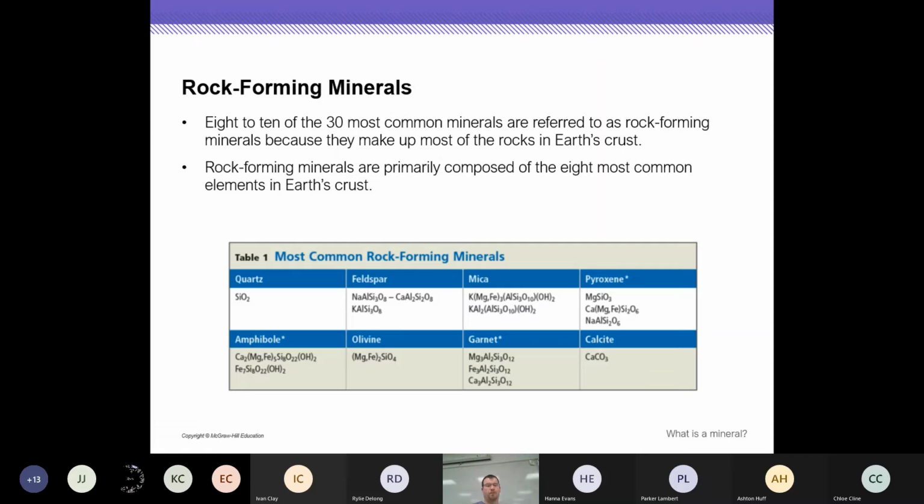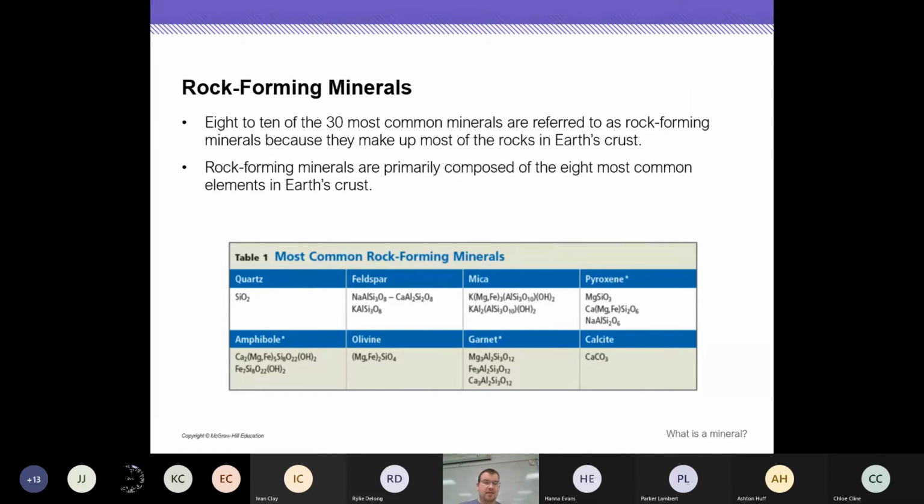Within this, we talk about these rock forming minerals, like these ones here. I told you guys I didn't want you to write this table now because it's literally in your book. So you don't have to worry about that part of it.